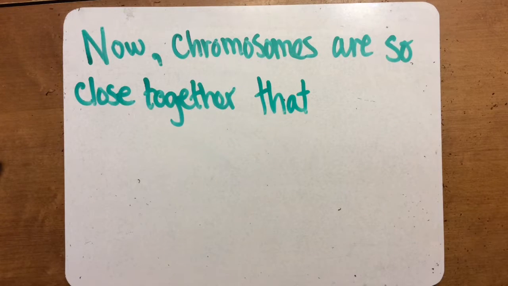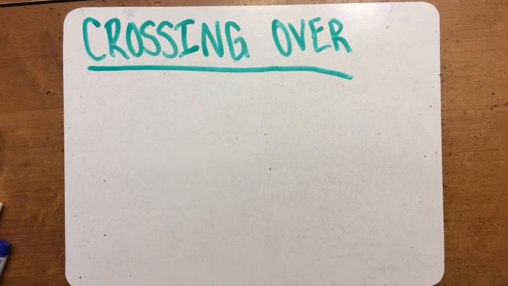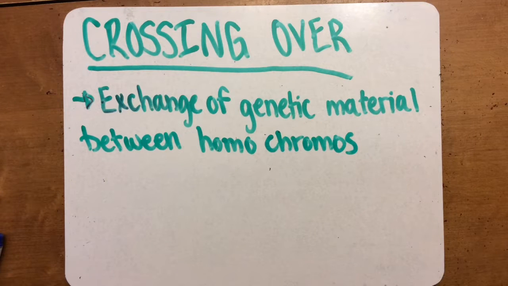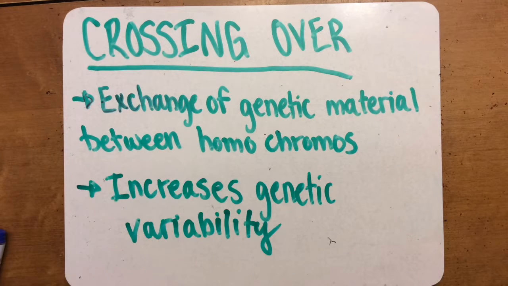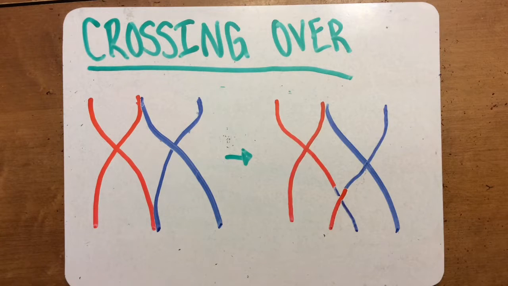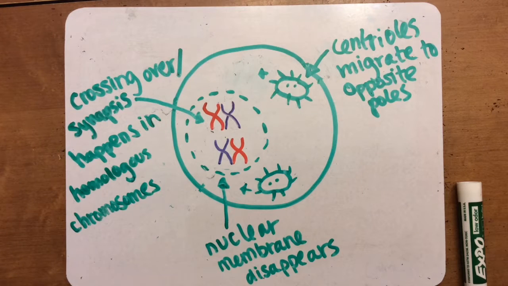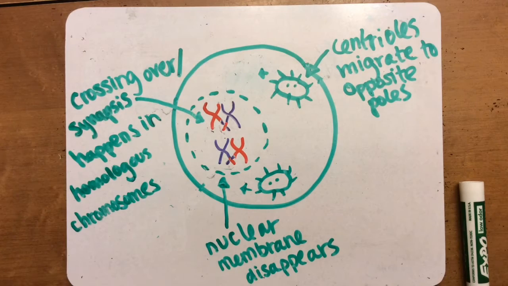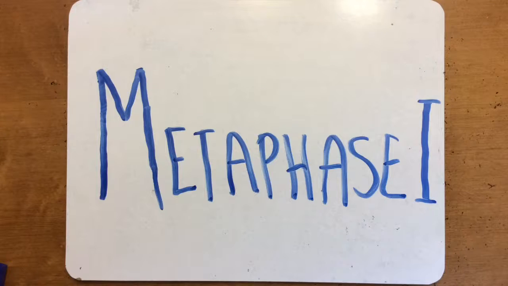Now these chromosomes are so close together that crossing over can occur. Crossing over is the exchange of genetic material between homologous chromosomes, and it increases genetic variability. It looks like this. These chromosomes are now so close together that the tips wrap around each other and cross over. This is what crossing over looks like inside the cell. You can see that each of these chromosomes goes from normal to having their tips crossed over and exchanging genetic material with each other.